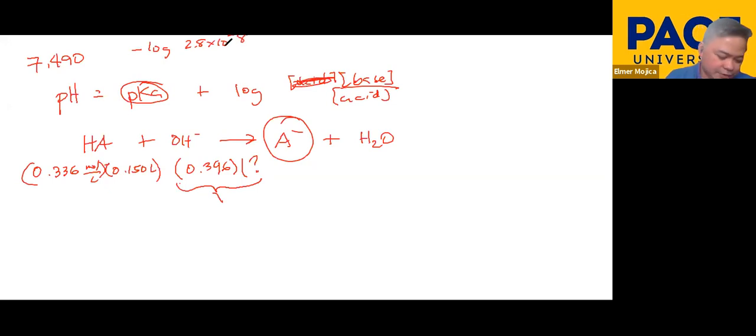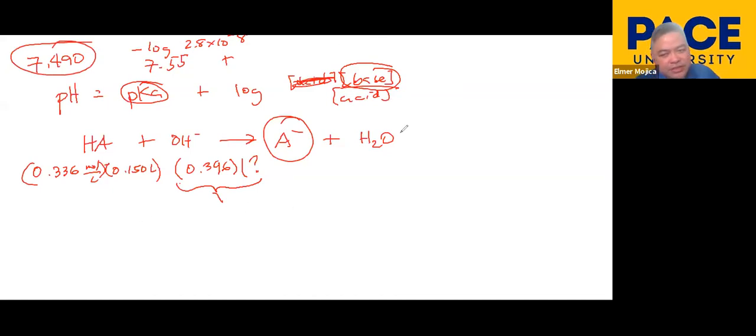So that will be equal to negative log of 2.8 times 10 to the negative 8. So that's around 7.55. So you have to vary the value of the base so that when you add it to this one, it will give you this pH. The same thing as we did earlier. Usually it should be given to you, or you should have to get it. In the exam, it will be given to you, unless that's the one that you are asked to solve.